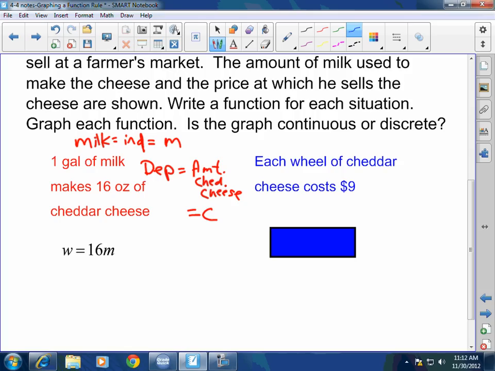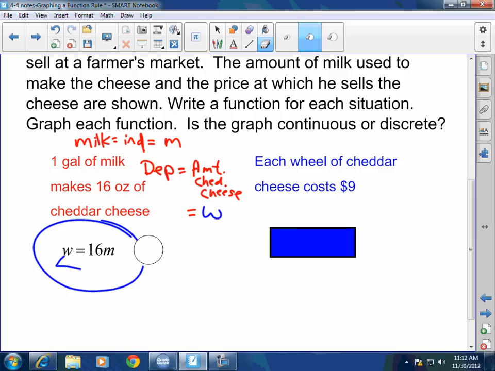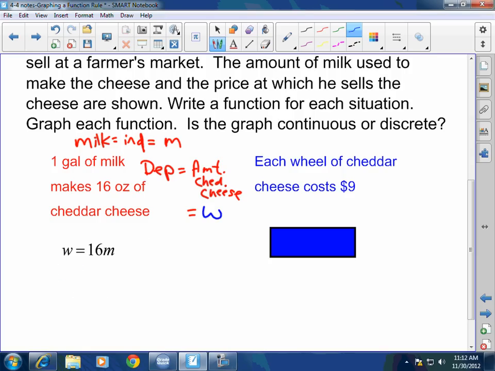All right, for each wheel of cheddar. Yeah, okay. So instead of cheddar cheese, I called it W. So yes, every wheel of cheese equals 16 times the number of gallons used. Does that make sense, boys? Are you sure? Okay. Now, we'll make the table for that in a second.